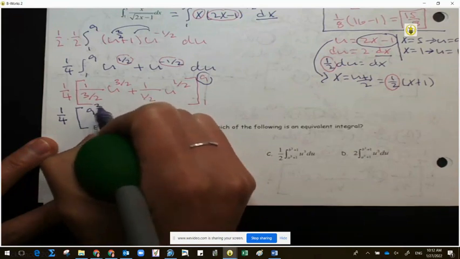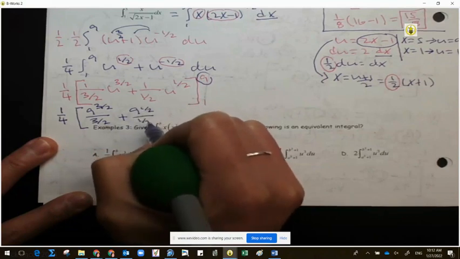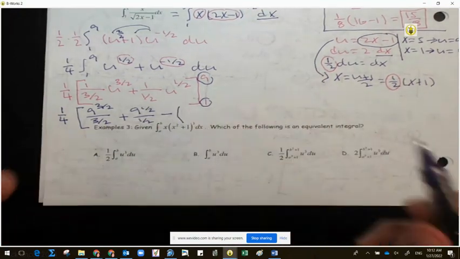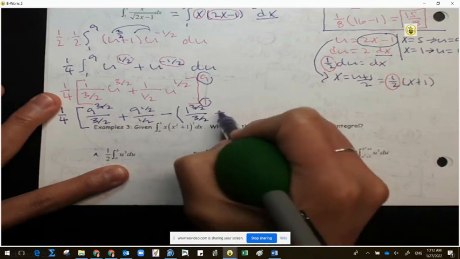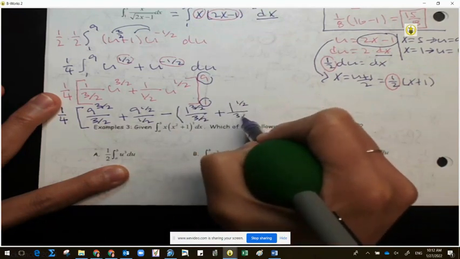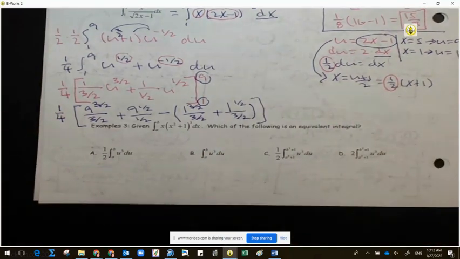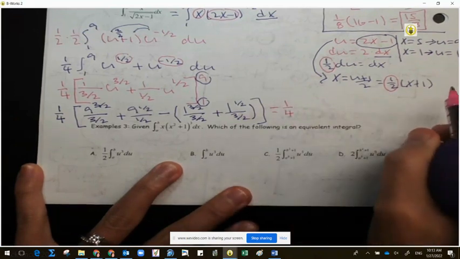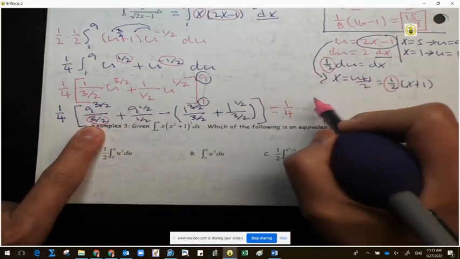We have 9 to the 3/2 over 3/2 plus 9 to the 1/2 over 1/2. And when I put in the bottom bound, I need to subtract. And I'm going to put in parentheses. We have 1 to the 3/2 over 3/2 plus 1 to the 1/2 over 1/2. All right, so here's what I want at this point. Leave the 1/4 as it is. Let's rewrite 3 over 2 in my denominator as 2 over 3.